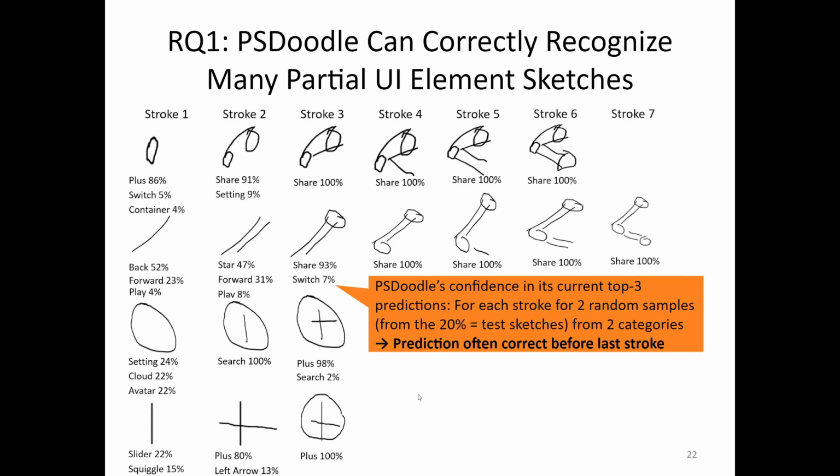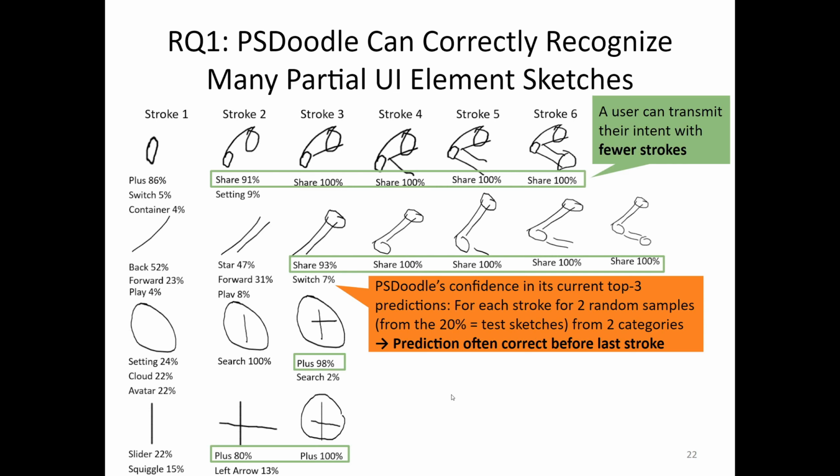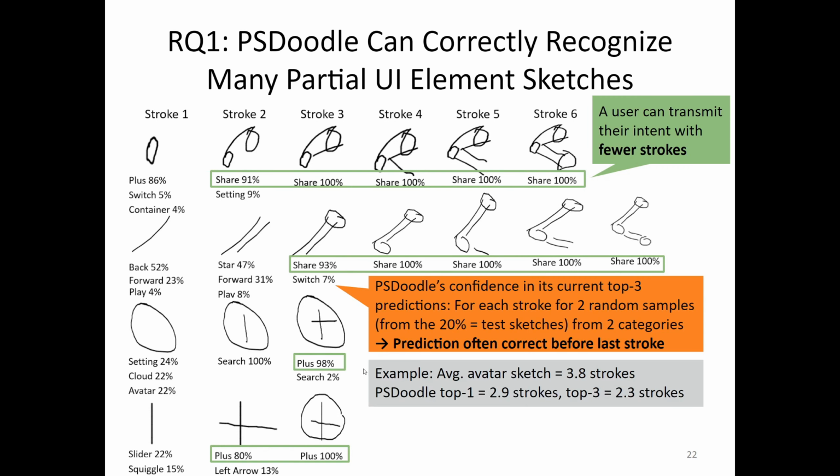For research question 1, we chose the confidence levels of PSDoodle with each stroke for 2 random samples from 2 different categories. As you can see, it sometimes predicts those classes before it reaches the final stroke. So a user can transmit their intent with fewer strokes. It happened for several classes, like the average avatar sketch is 3.8 strokes, but PSDoodle becomes confident with 2.9 strokes, and top 3 with 2.3 strokes for those test data.